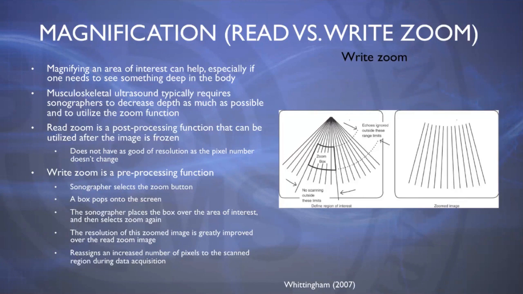So our read zoom is a post-processing function that can be utilized after the image is frozen, and it does not have as good of resolution as the pixel number doesn't change, whereas write zoom is a pre-processing function where our sonographer will select the zoom button, a box pops onto the screen, and then the sonographer places the box over the area of interest and then selects the zoom button again, and then we'll zoom up on that image. This reassigns an increased number of pixels to the scanned region during data acquisition, giving us a bit better resolution.